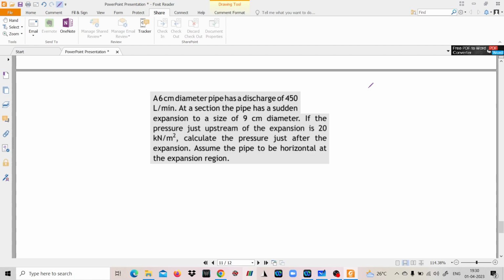A 6 centimeter diameter pipe has a discharge of 450 liters per minute. At a section, the pipe has a sudden expansion to a size of 9 centimeter diameter. If the pressure just upstream of the expansion is 20 kilonewton per meter square, calculate the pressure just after the expansion. Assume the pipe to be horizontal at the expansion region. The contraction problem that we have seen today is similar to that problem. I am giving you 5 minutes of time. Please try to look and then we will discuss the solution.